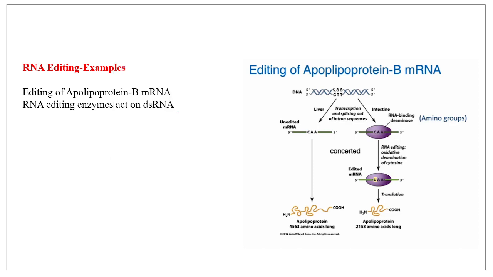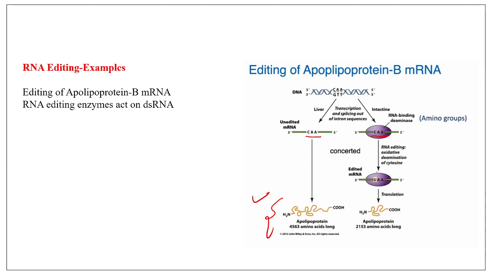You see, this is the unedited mRNA. It has CAA. Nothing happens, no RNA editing. It is a 4563 amino acid long apoprotein. But when deamination of cytosine occurs and it is converted into uracil, UAA.